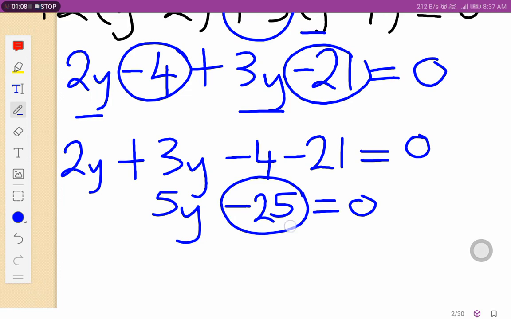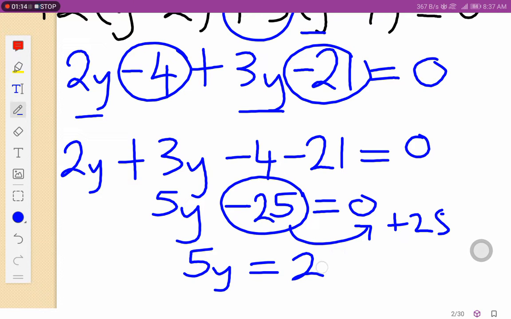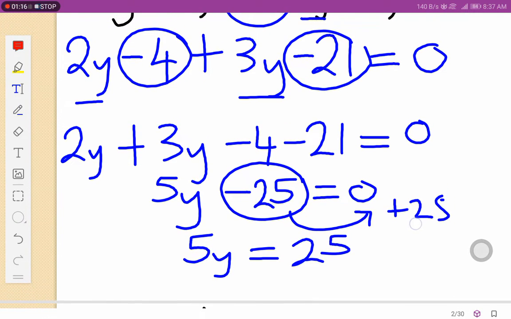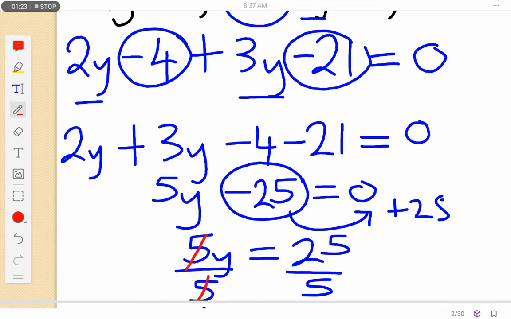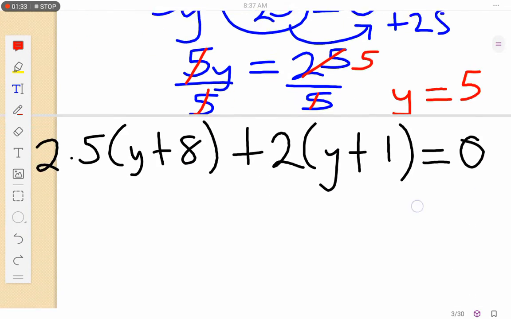Now I'm going to take this to this side, it becomes plus 25. So I have 5y is equal to 25. Let's divide now by 5 to get our value of y. We divide both sides by 5, and we get y is 5. So our y is equal to 5. This is our answer there. Okay, now let's go on to the next question.